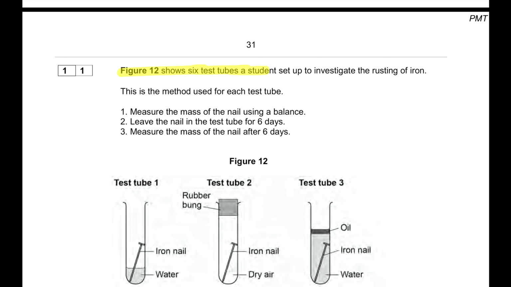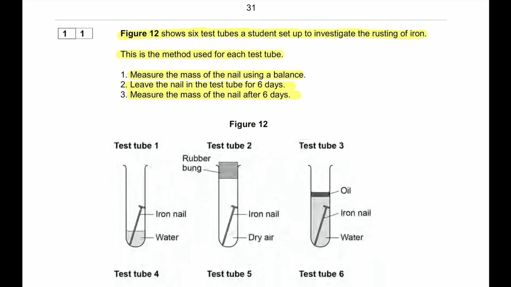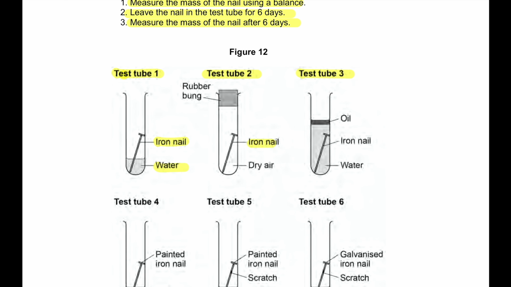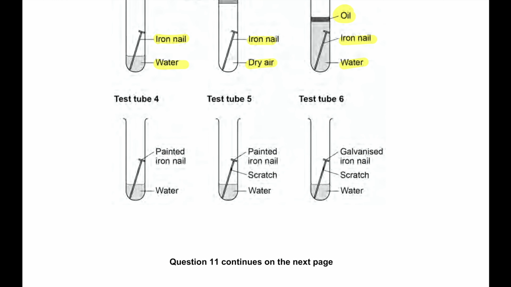Figure 12 shows 6 test tubes a student set up to investigate the rusting of iron. This is the method used for each test tube. Measure the mass of the nail using a balance. Leave the nail in the test tube for 6 days. Measure the mass of the nail after 6 days. Test tube 1, test tube 2, test tube 3: iron nail in water, iron nail in dry air, iron nail in water with oil on top of it. Test tube 4, we have a painted iron nail in water, then a painted iron nail which is scratched and put into water, and a galvanized iron nail which is scratched and put into water.